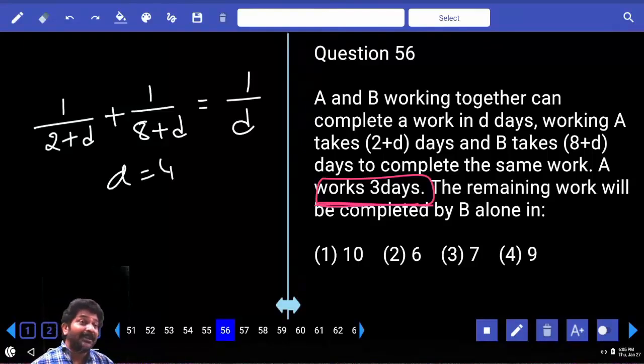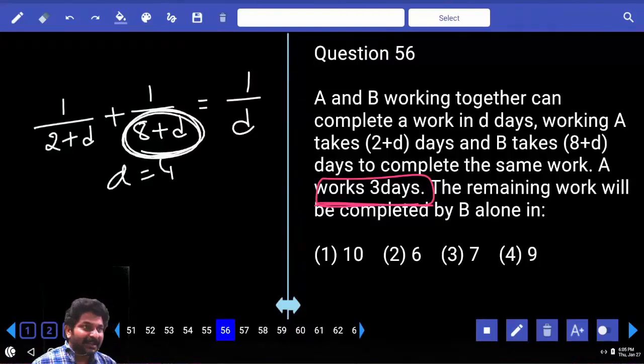Half. Who should complete that? B. B can complete the total work in how many days? 8 plus D, that is 12 days only. Then to complete half the work, 6 days is the answer. Second option. Getting the D value is important here.